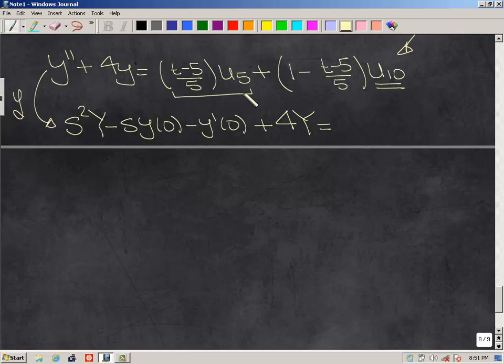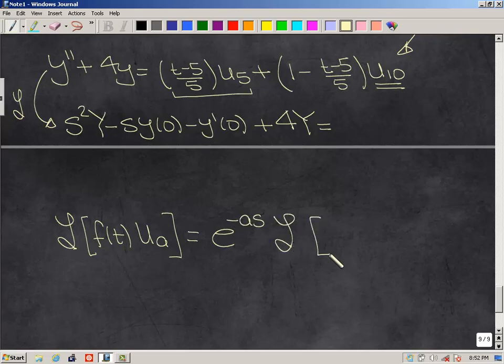Okay, if you recall, we're going to use this property here, Laplace of f of t times u of a, whatever u of a is. If you recall, this was property 3 that I gave you. You can look through your notes for property 3, and you should have that. So what does property 3 tell us? Laplace of f of t times u of a is going to be e to the minus as times the Laplace of f shifted.